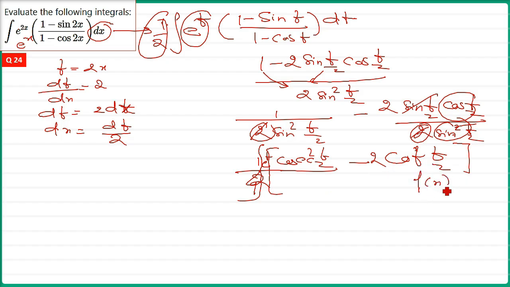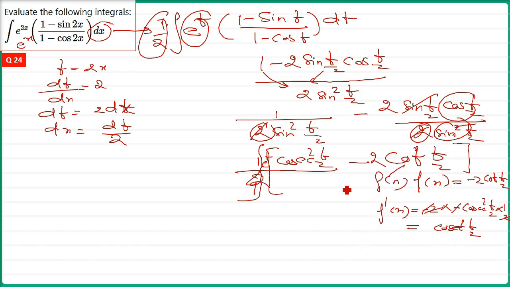Now assume this negative 2 cot t by 2 as f(x). So what will be f dash x? Now minus 2 cot t by 2, when it's differentiated, negative 2 will remain like that. Cot t by 2 will be minus cosec square t by 2. And then the differentiation of t by 2 will be 1 by 2. Minus will be plus, 2 gets cancelled, only cosec square t by 2 will come. So now you see that if you assume negative 2 cot t by 2 as f(x), then f dash x will be cosec square t by 2. E to the power t is already there, which I inserted. It is seen very small, but it is there.